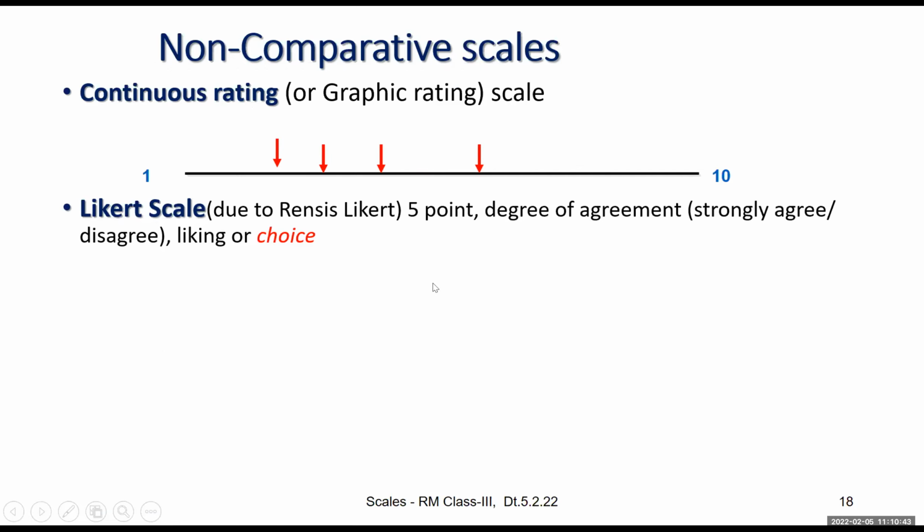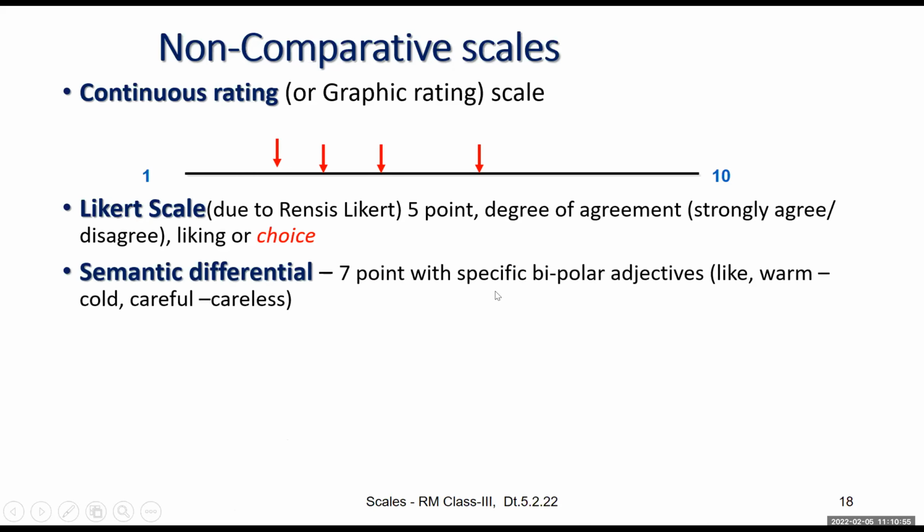And one of the most favorite scales is the Likert scale, which is given by Rensis Likert. This is a 5-point scale starting from strongly agree, disagree like this, and we measure the choice. And this is further extended to another scale, a 7-point scale, which we'll be discussing a bit later, which is called the Semantic Differential Scale. This is actually a study of bipolar adjectives.